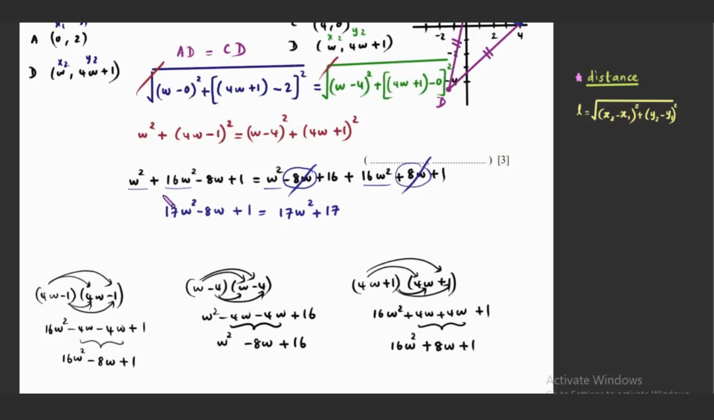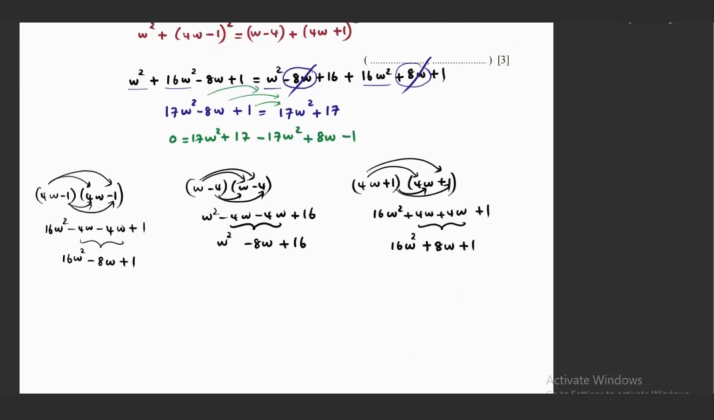I'm going to take all these terms that I have on the left side of the equation to the right side. This 17w squared and this 17w squared will cancel out when I take it, so it will be like this: 0 is equal to, I already have 17w squared plus 17 here. I'm going to take this 17w squared to the other side, so that becomes minus 17w squared. Minus 8w becomes plus 8w. And plus 1, when it goes to the other side, becomes minus 1.